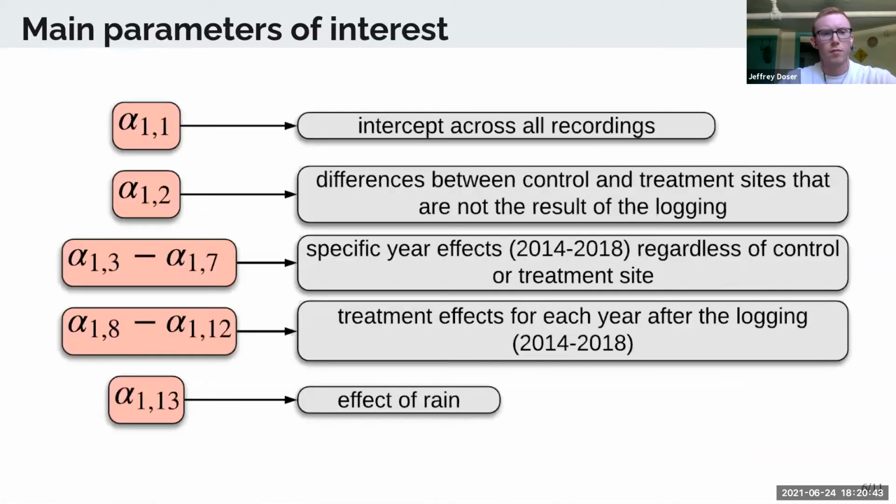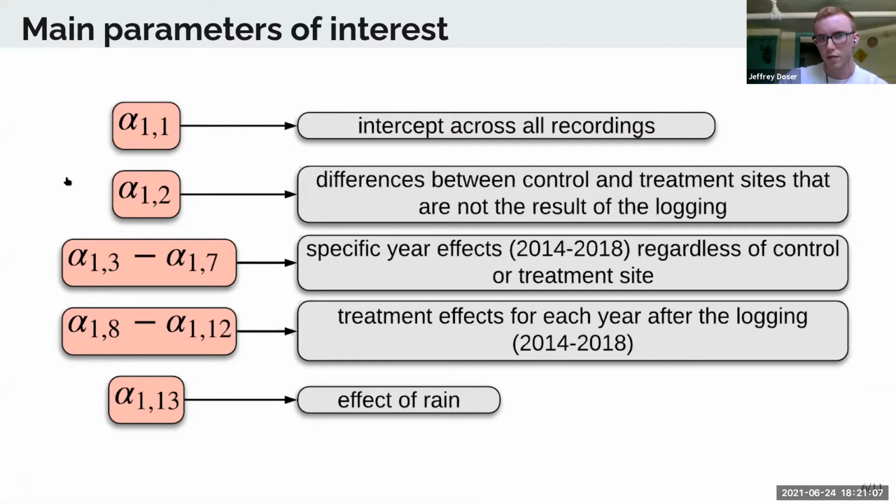So I want to elaborate on that a little bit. I just have shown here the definitions of these different parameters. I'm going to walk through that a bit just to, again, give you an idea as to how we really separated out the effect that this logging had on the soundscapes from just general shifts in the soundscape and other differences. So first we had our intercept that was just common across all recordings.